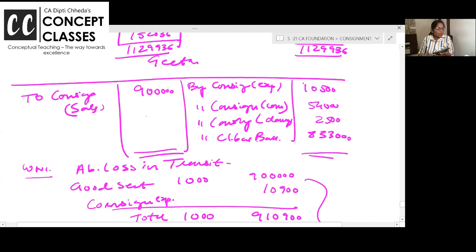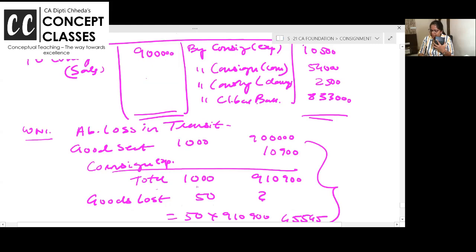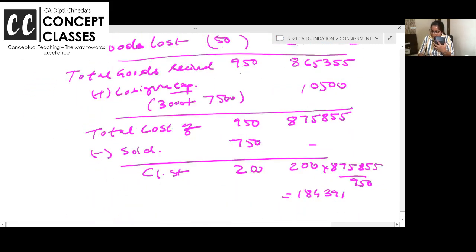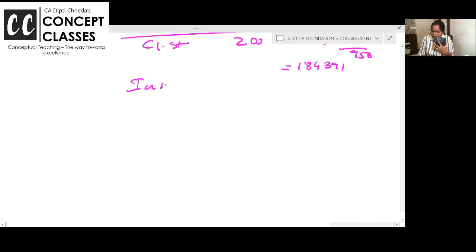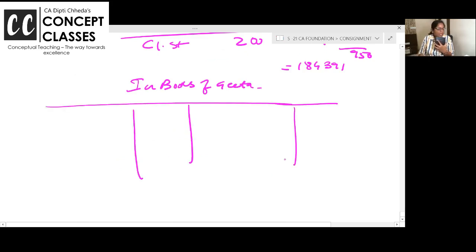You want me to show or you'll be able to make it? Geeta's books will have the same, on the opposite side. Let's make it once. In books of Gita, Rakhi's account, no entry they will pass when they have received the goods and all. When they sell the goods, that time they will pass the entry. What entry they will pass?